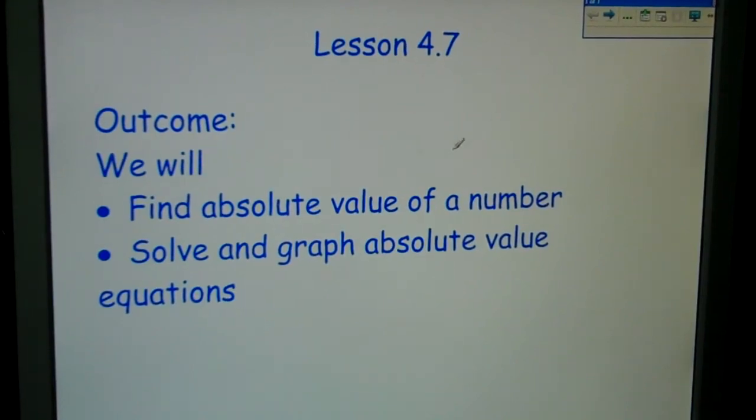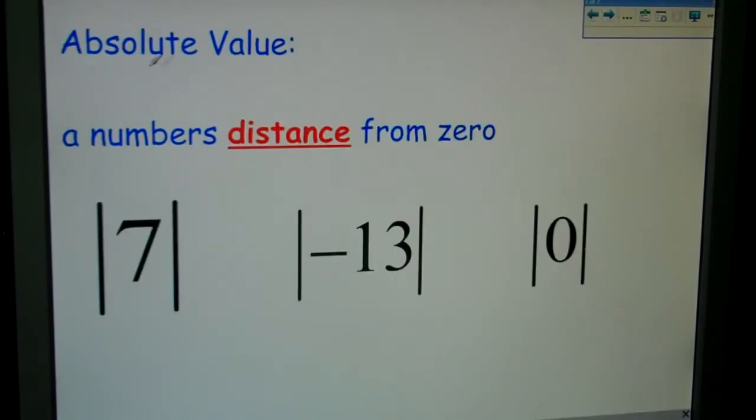Lesson 4.7, our outcome. We're back to absolute values. We're going to be looking at the absolute value of a number, and we're going to be solving and graphing absolute value equations. That's going to be the biggie. Absolute value should be a review. Here we go.